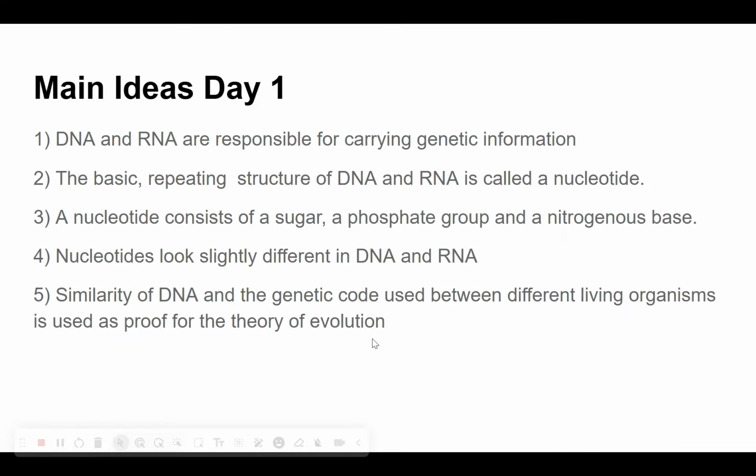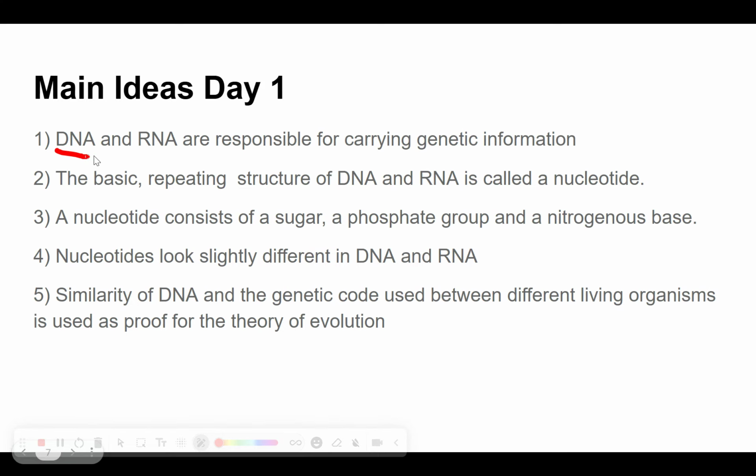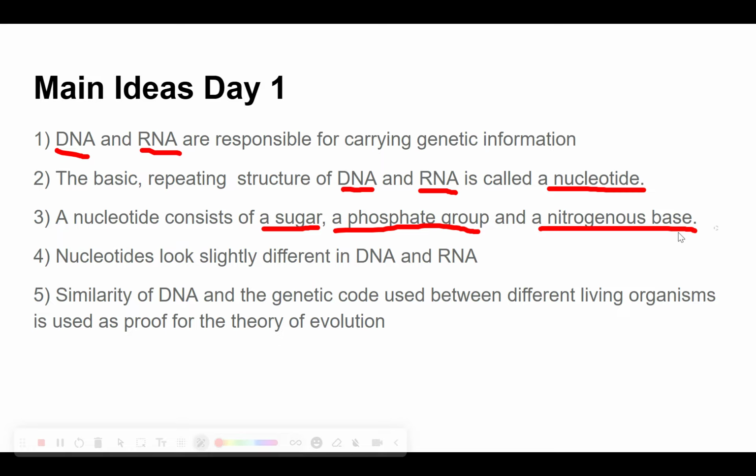The main ideas for today are DNA and RNA are responsible for carrying genetic information. So these are the nucleic acids that we're primarily going to be studying. The basic repeating structure of DNA and RNA is called a nucleotide. We'll talk about the structure of a nucleotide and its three component parts, which are a sugar, a phosphate group, and a nitrogenous base. This is something that you need to know how to draw a generalized diagram of, so we'll go over how to do that.